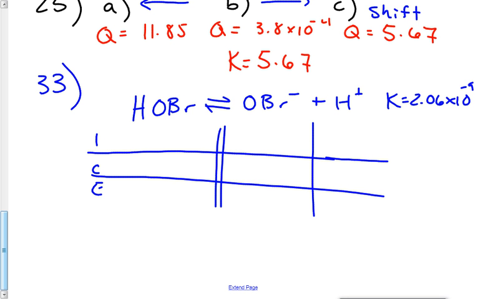Ski, give me one thing that you know. HOBr for the initial is 1.25. Good. And you don't necessarily have to do it, but I like putting units one time so I've established what I'm using. Luke, give me something else you know, or you think you know. OBr minus is 0 for initial? For initial. All right. Hunter, what else do you know? H plus is 0 for initial.